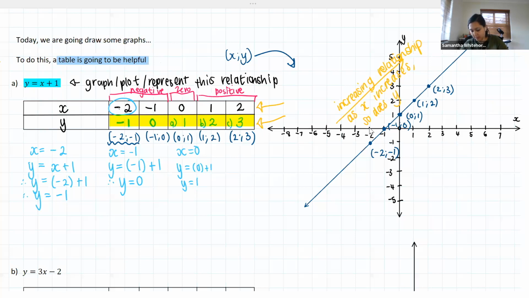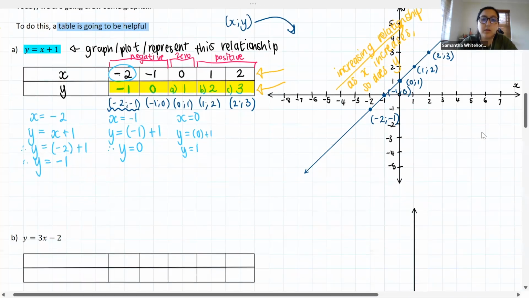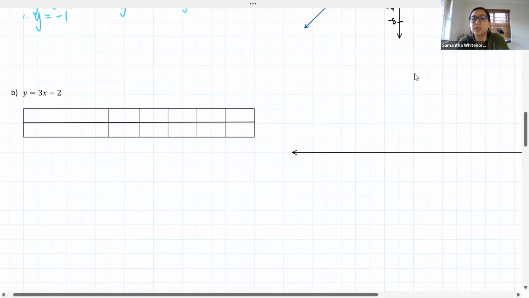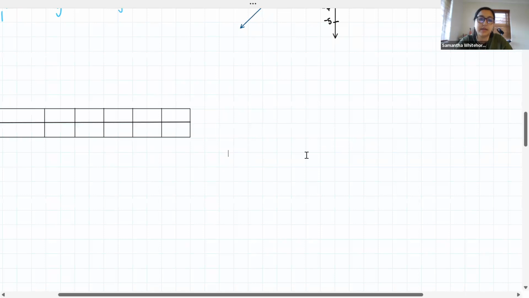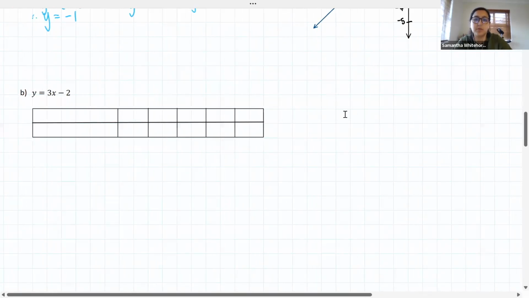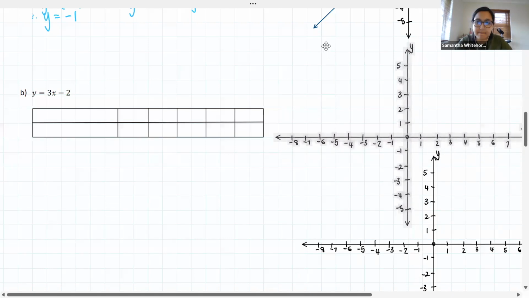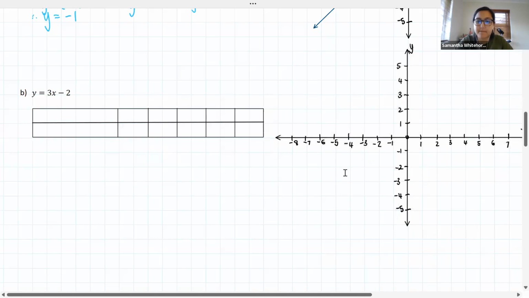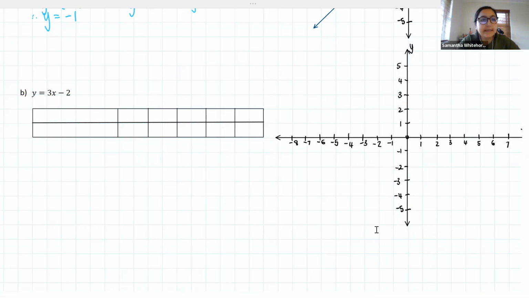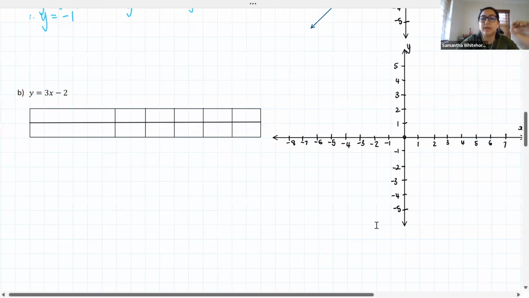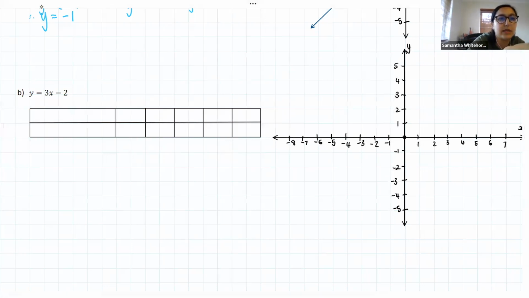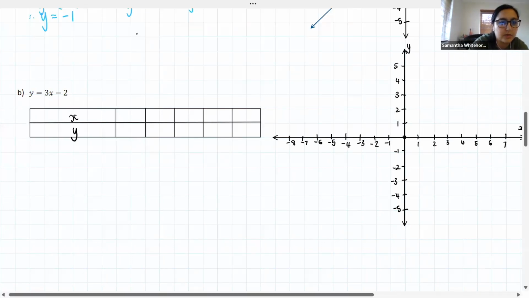Okay, let's have a look at another one. Right, so now we've got a relationship of y equals 3x minus 2. So again, we need to set up our table, x and y. We're going to use the same values, no points in trying to rock the boat here.